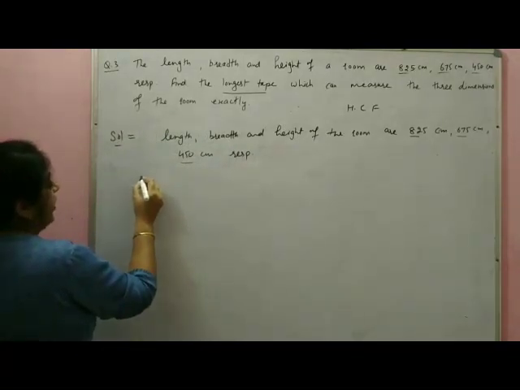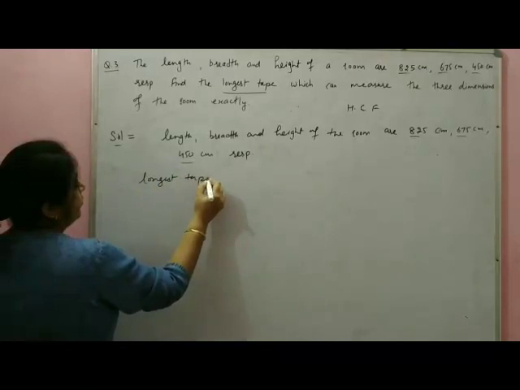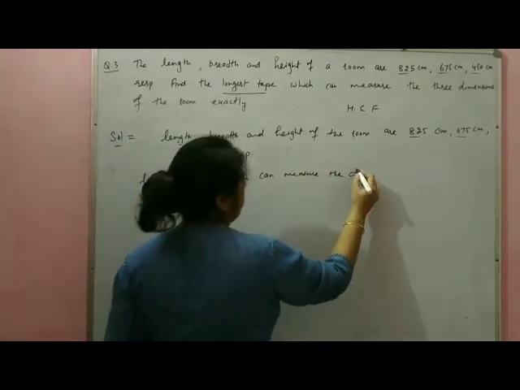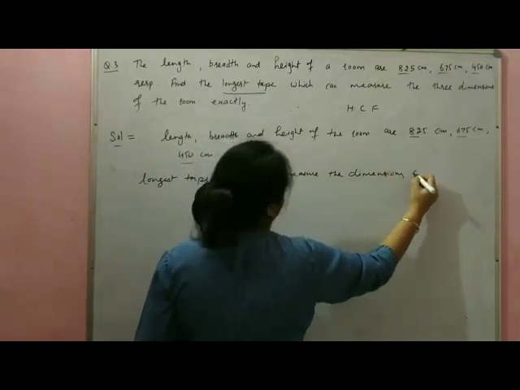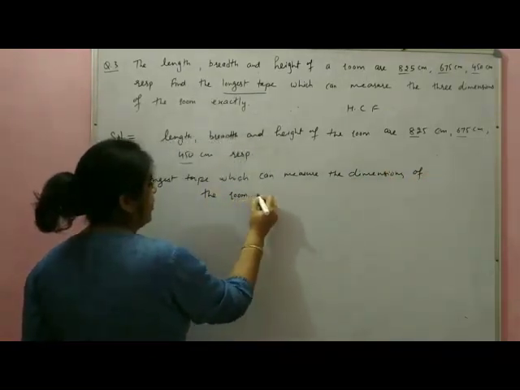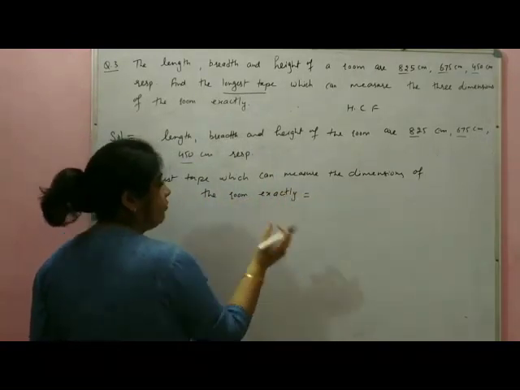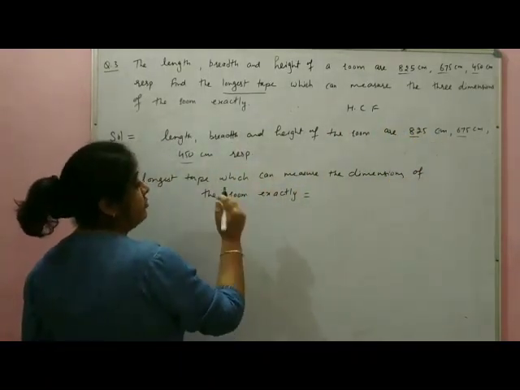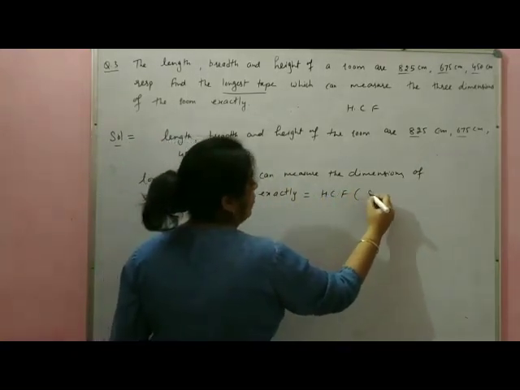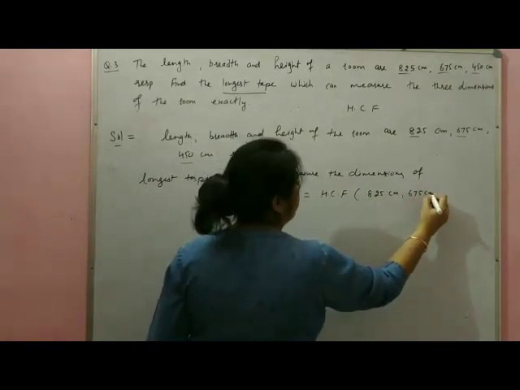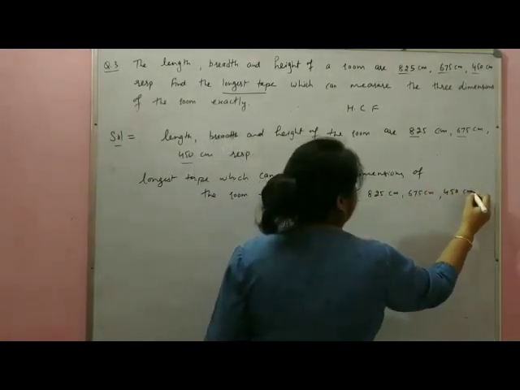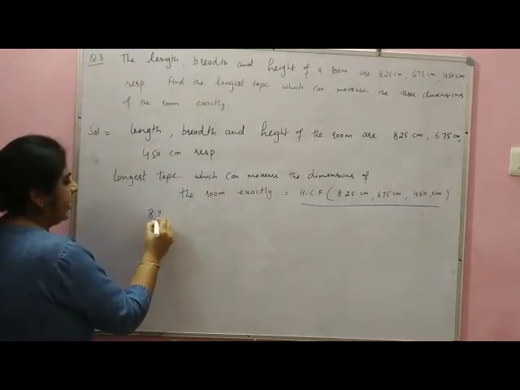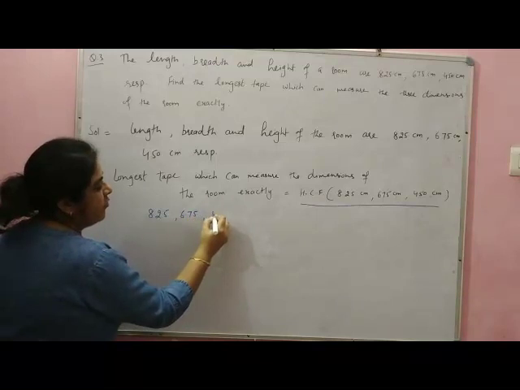Now we have to find the longest tape which can measure the dimensions of the room exactly. It means we have to find a number which will divide these 3 numbers exactly. It means we are going with its factors, with its HCF. So we are finding the HCF of these 3 numbers. Numbers are 825, 675, 450.